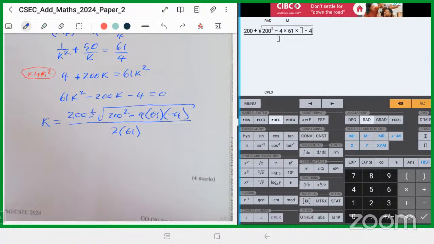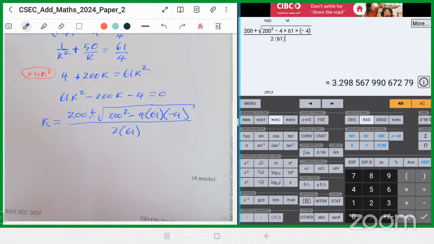Let's check it again. Not entering the figures right in the calculator. Why is that? And negative 4. Why am I not getting it? All right, 61 times negative. We're subtracting. All right, put it in a bracket. Times bracket negative 4, close bracket. Okay. Then we're going to divide that by 2 bracket 61 close bracket.